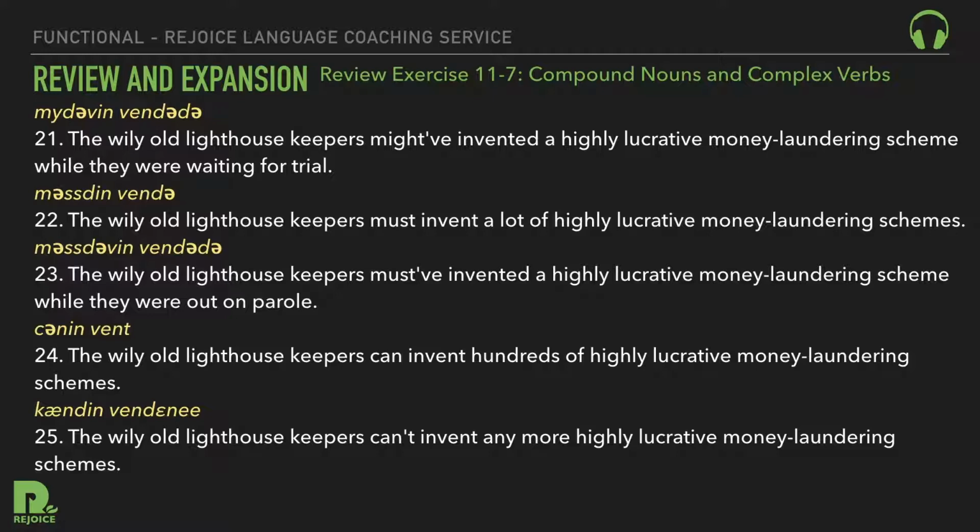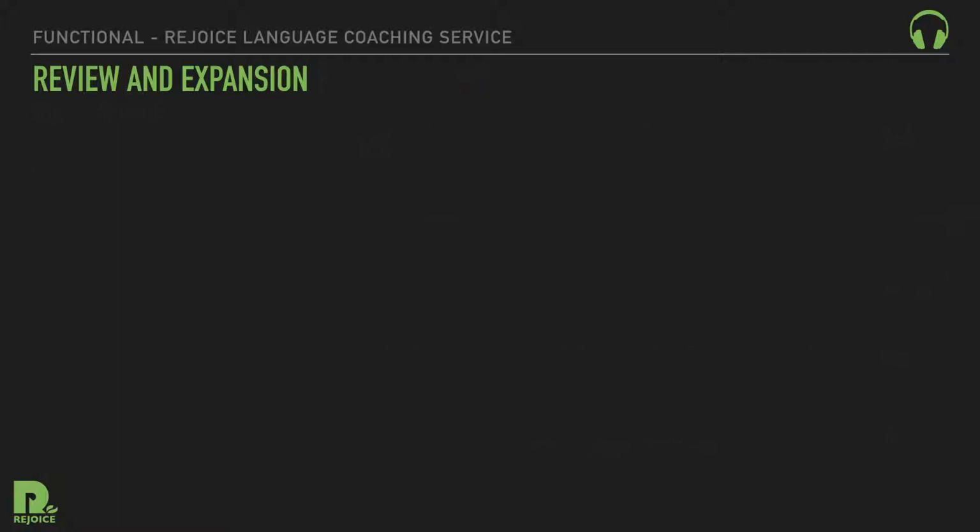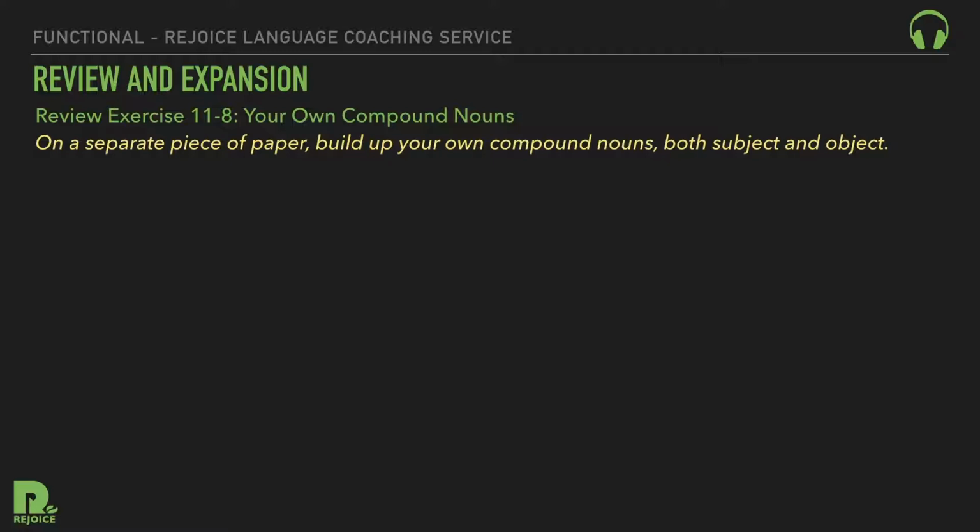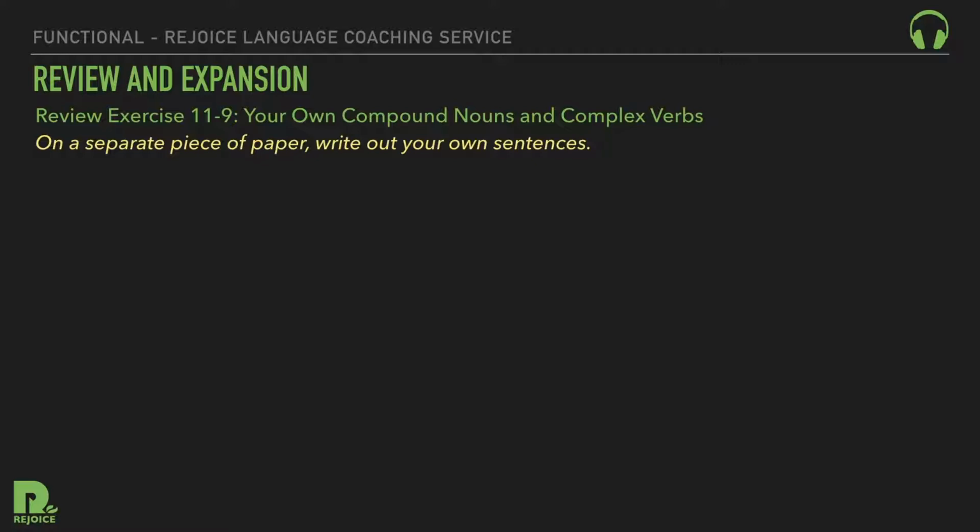24. The wily old lighthouse keepers can invent hundreds of highly lucrative money laundering schemes. 25. The wily old lighthouse keepers can't invent any more highly lucrative money laundering schemes. Review exercise 11-8, your own compound nouns. On a separate piece of paper, build up your own compound nouns, both subject and object, as on page 140. Review exercise 11-9, your compound nouns and complex verbs. On a separate piece of paper, write out your own sentences, as on page 141.